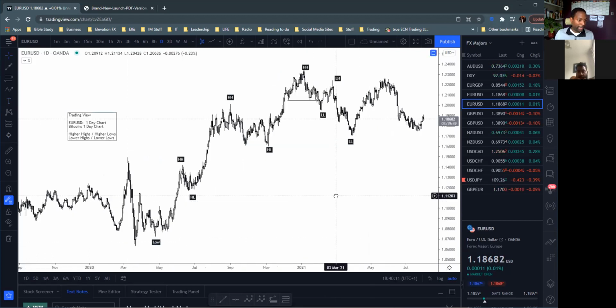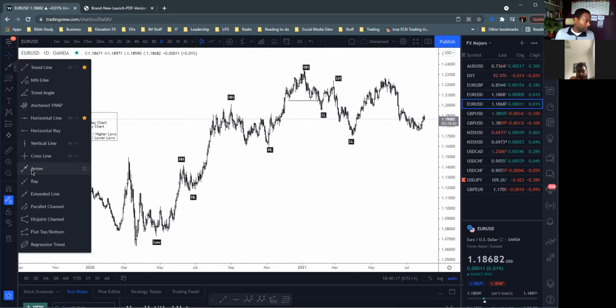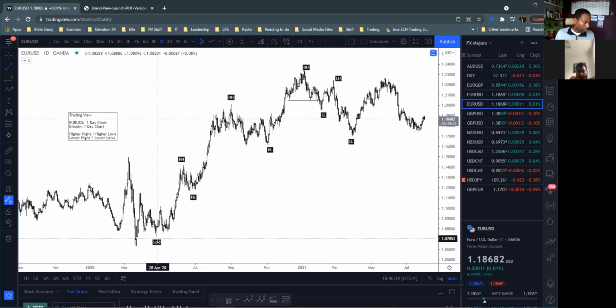Now, you should have pairs. It's the reason why I didn't mark this in. The pairs go like this. I've got a pair from my low to my high. Bang, it's in. I've got a pair from my next higher low to my next higher high.